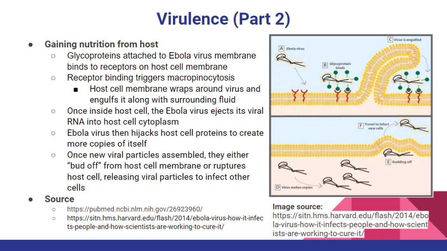Once this occurs, the Ebola virus would eject its viral RNA into the cytoplasm of the host cell. Then the Ebola virus would essentially hijack the host cell's proteins so that it can replicate more copies of itself, in terms of more viral RNA and proteins. And once the new viral particles are fully assembled, the completed Ebola virus particles would either bud off from the host cell or rupture the host cell entirely. Both methods would release viral Ebola particles, which would then lead to other host cells becoming infected.